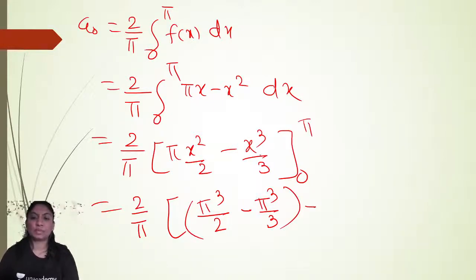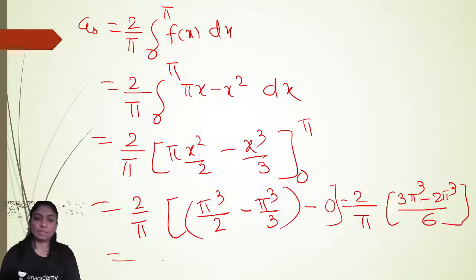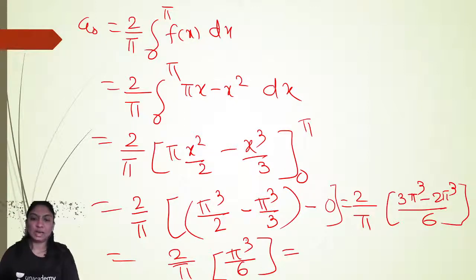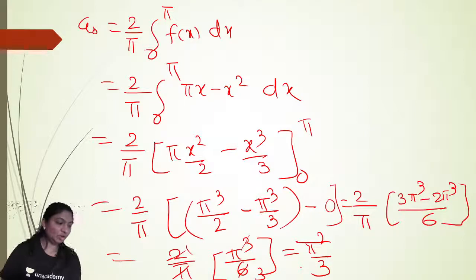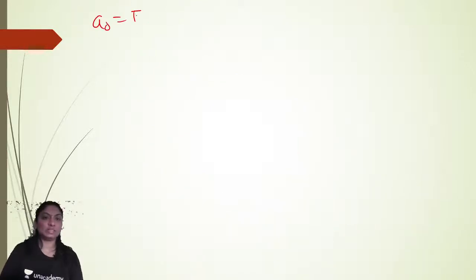Minus x is equal to 0, so this will become 0. So you will get 2 by pi into bracket 3 pi cube minus 2 pi cube upon 6. So 2 by pi into bracket 3 pi cube minus 2 pi cube, that is pi cube upon 6. Here one pi gets cancelled out, 2 ones are 2, 2 twos are 3. So here it is pi square by 3. The value of a0 is pi square by 3. Okay, so a0 is equal to pi square by 3.